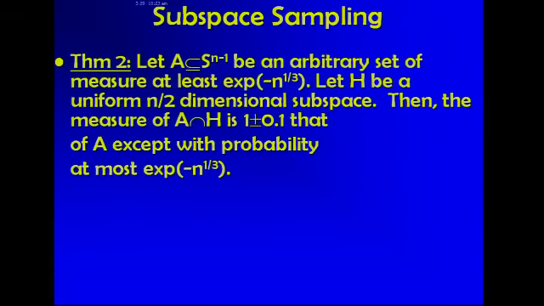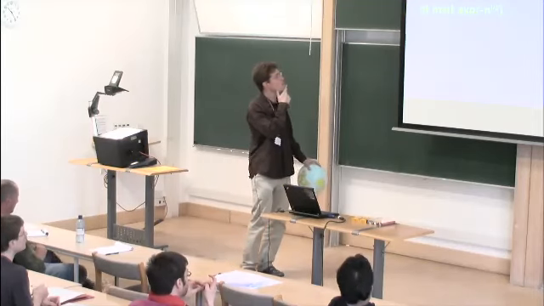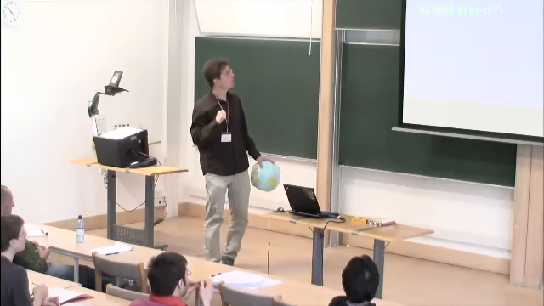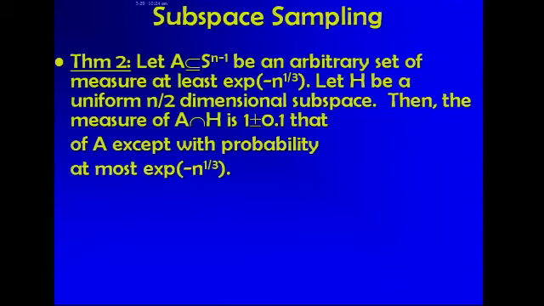This is the statement that we actually need for the communication complexity lower bound. It says that, again, take an arbitrary subset of the sphere, and assume the measure is e to the minus n to the 1/5, as before, not less than that. And now we take a much lower dimensional subspace, of dimension n/2. And the claim is that we still have good concentration, or more precisely, the error is within plus minus 10%, except with probability e to the minus n to the 3rd. So what I'd like to show you now is how to derive this from the previous statement.